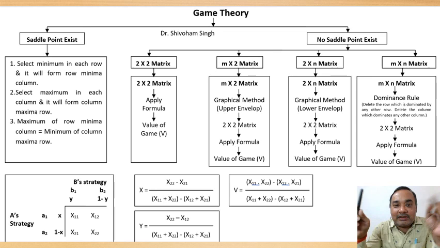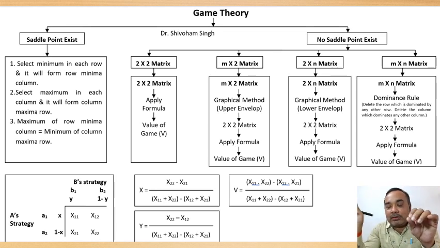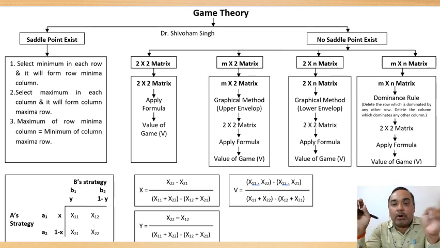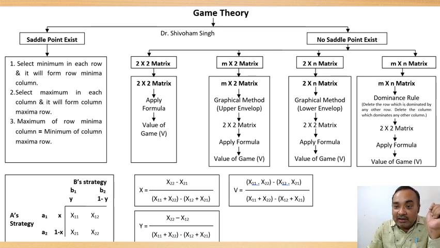If it is a 2 by 2 matrix, directly apply the formula. If it is not, then check whether the rows are 2 or the columns are 2, then you can apply graphical. If neither of them is 2, then simply go for the dominance rule. Again, I have clearly written over here: delete the row which is dominated by any other row and delete the column which dominates any other column till we get 2 by 2. So that's how we should complete game theory in short.